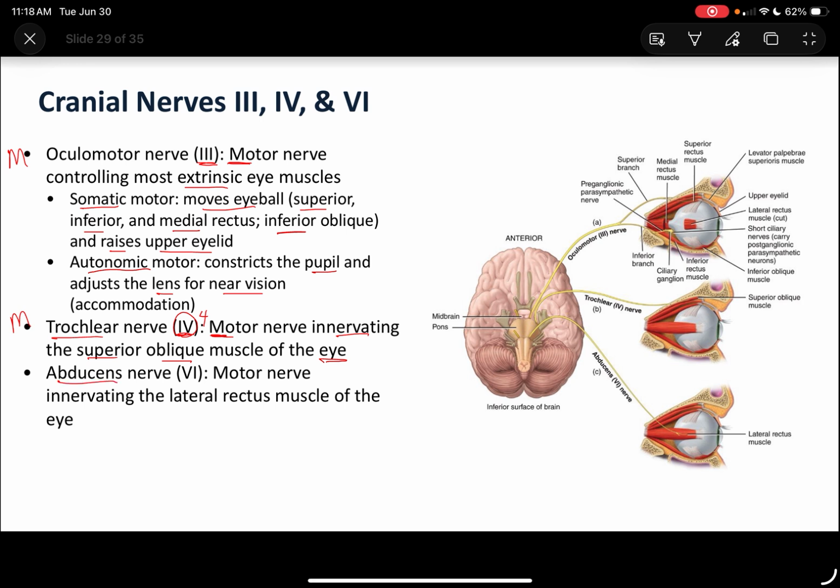All right, and then the abducens is another motor nerve that we see here, and this is going to innervate the lateral rectus muscle of the eye. So these three all together, the oculomotor, the trochlear, and the abducens, are all going to play a role in regulating muscles that are responsible for moving the eyeball. All very important things, or just associated with different aspects of vision, like pupil constriction, as well as lens adjustment accommodation. So all of these three are going to be associated with the eyeball in one way or another.